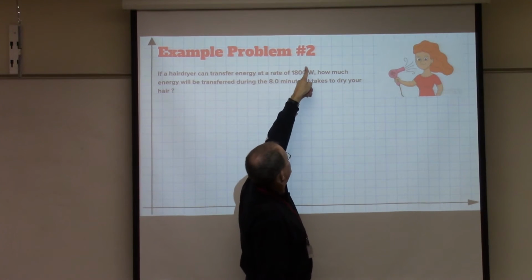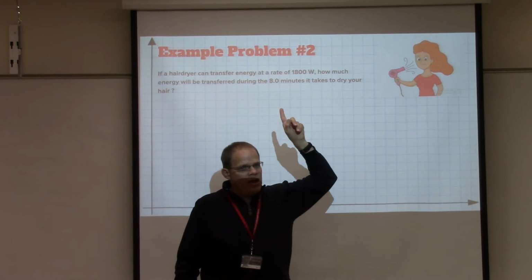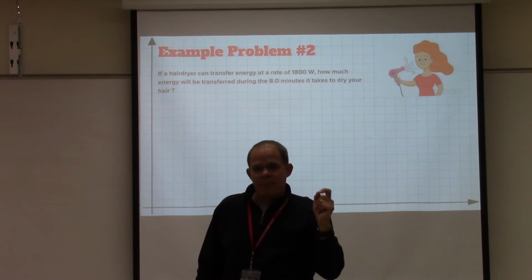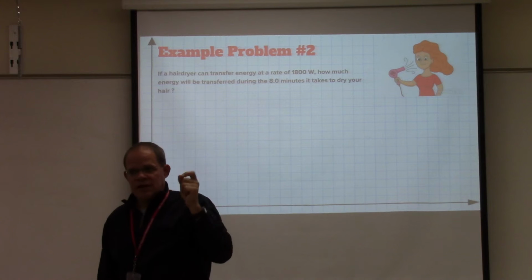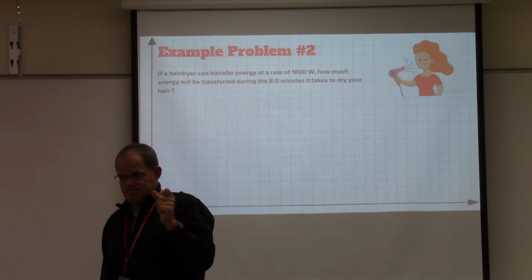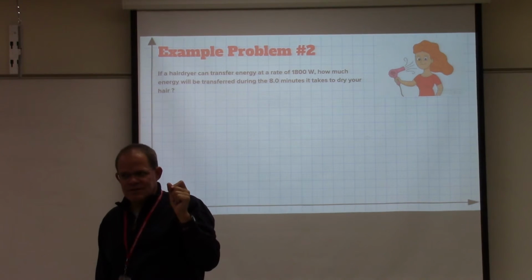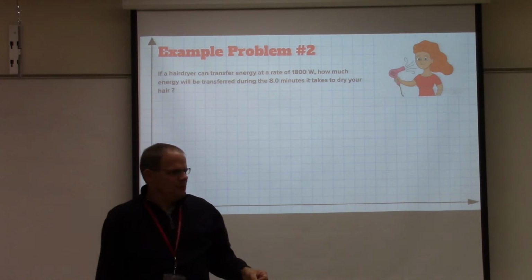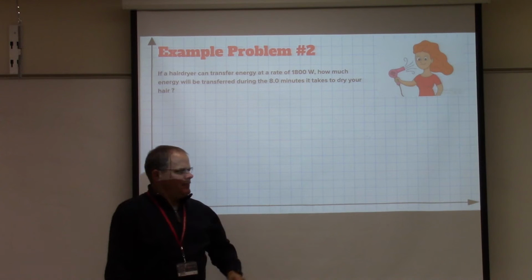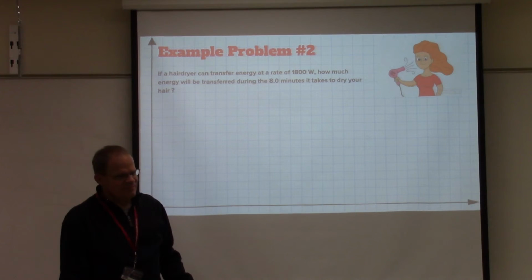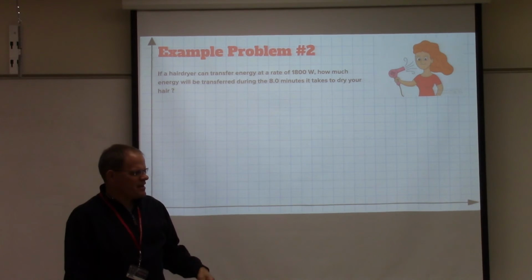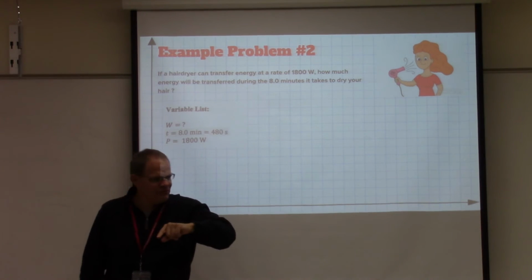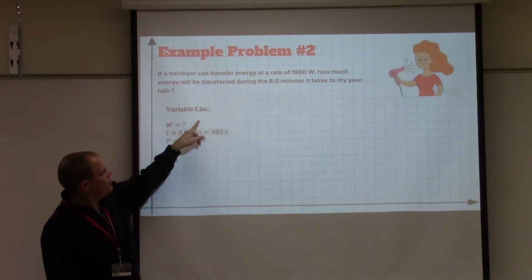What is this quantity right here? It's the power. The power is 1,800. The time is what? 8 minutes. Darn it. 480 seconds. Take 8 minutes times 60. 60 seconds in a minute. 480. Is that what you said, Devin? 480. There you go.